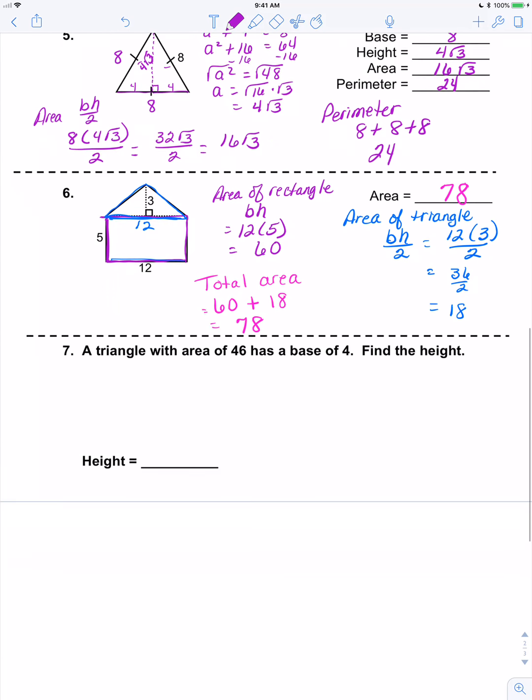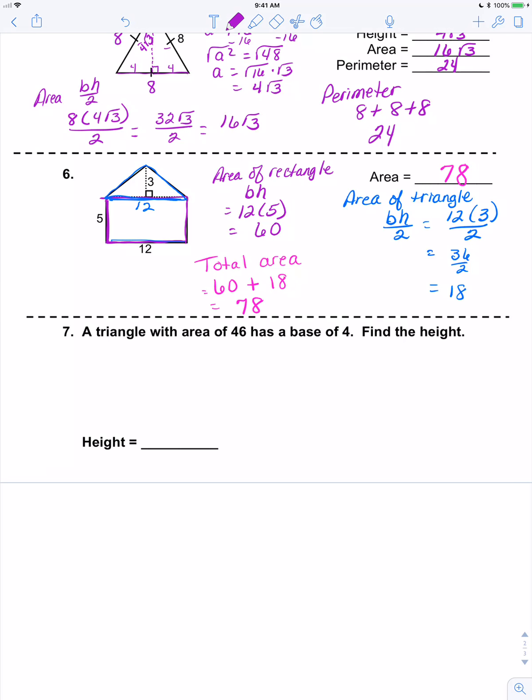All right, last example here. We've got a triangle with an area of 46 that has a base of 4. Find the height. Okay, well, let's draw a picture. We've got a triangle. We know the area is 46. We know the base is 4. So this is 4. The area is 46. So remember, area is base times height divided by 2 of a triangle.